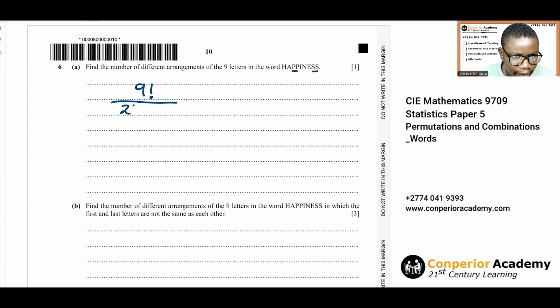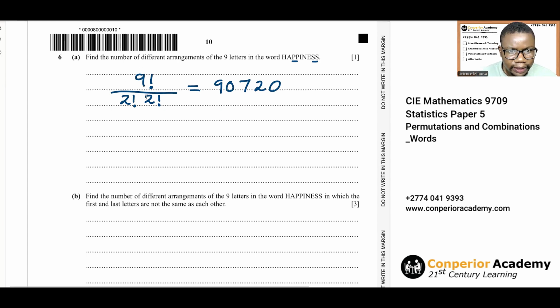So I'm going to divide by 2 factorial for the repeating P's, and then I'll divide again by 2 factorial for the repeating S's. So this will give me 9 factorial divided by 2 factorial, divided by 2 factorial, that will be 4. So this gives me 90,720. So I will have 90,720 different ways of arranging these letters.